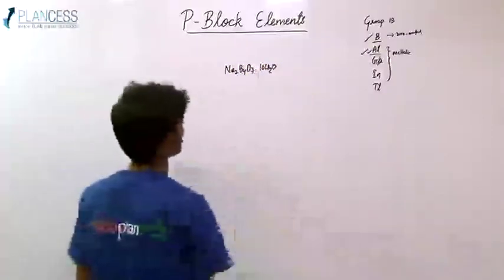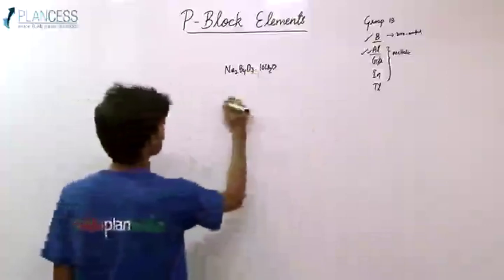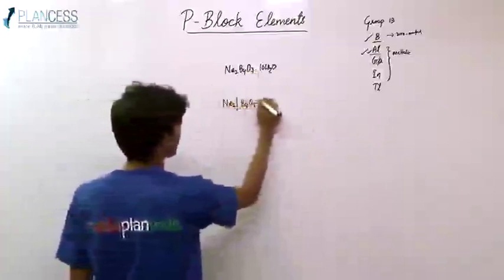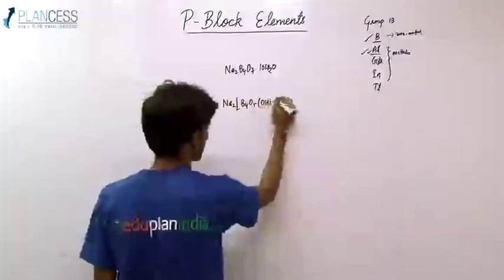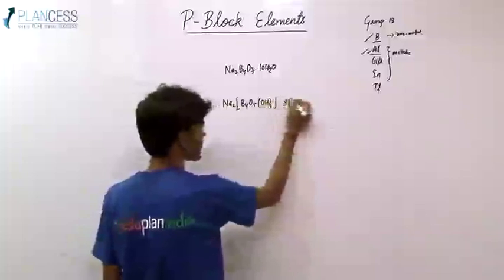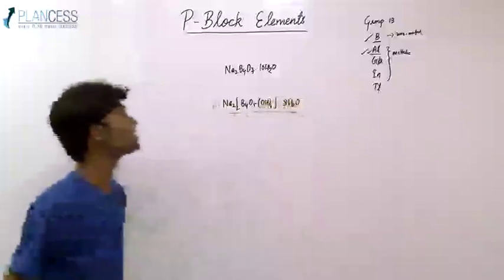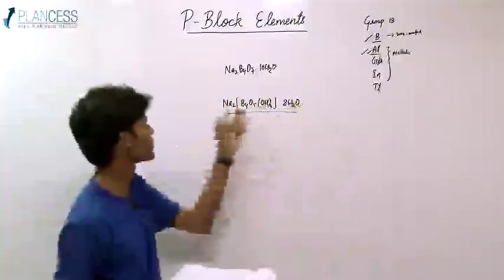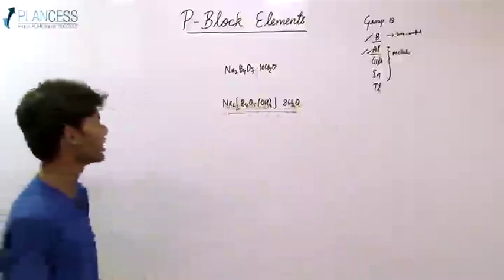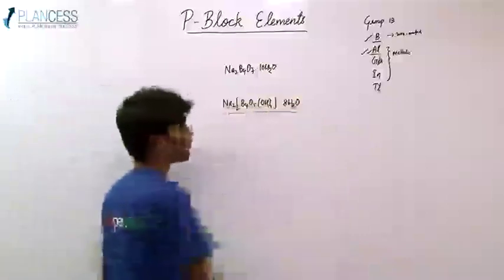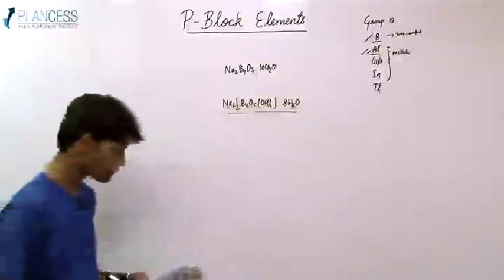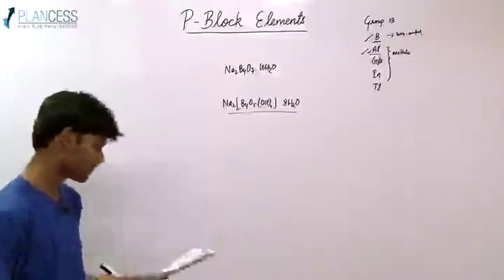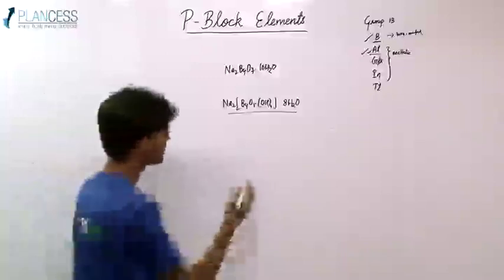However, the correct geometry of this borax would be something like Na2B4O5(OH)4 dot 8H2O. This would be the correct formula for borax, that is Na2B4O5(OH)4 dot 8H2O. It is a coordination compound, as you can see, and this anion has a charge of -2.